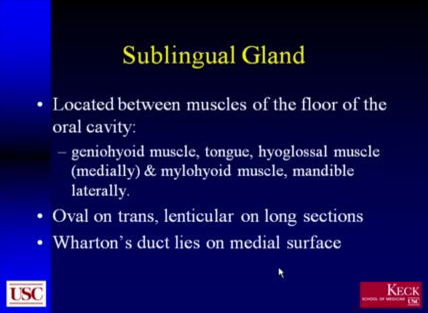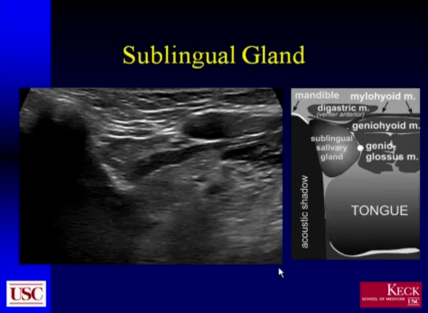And finally, the sublingual gland. The sublingual gland is usually not something that we image, but may also be the location of tumors, but it's fairly unusual. The sublingual gland is located between the muscles of the floor of the oral cavity and laterally, of course, the mandible itself. It's somewhat oval on transverse imaging and lenticular in longitudinal sections. And again, Warthin's duct coming out of the submandibular gland lies on its medial surface.